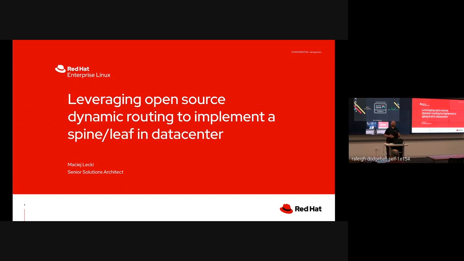The last presentation of the Open Infra Days here today is going to be about open source networking in a modern data center. What I wanted to talk about today is how you can leverage open source routing to implement a spine and leaf architecture in a modern data center, trying to avoid using layer two networking and use as much layer three networking, overcoming the shortcomings of layer two networking with layer three networking.